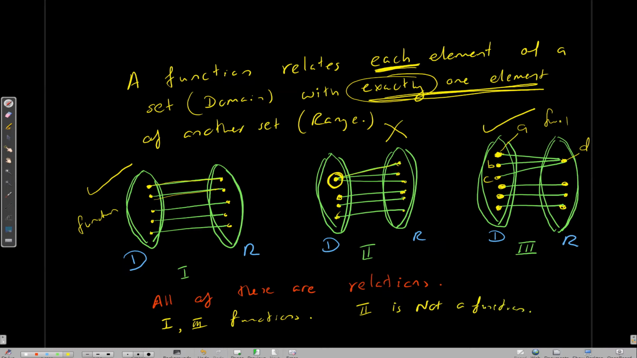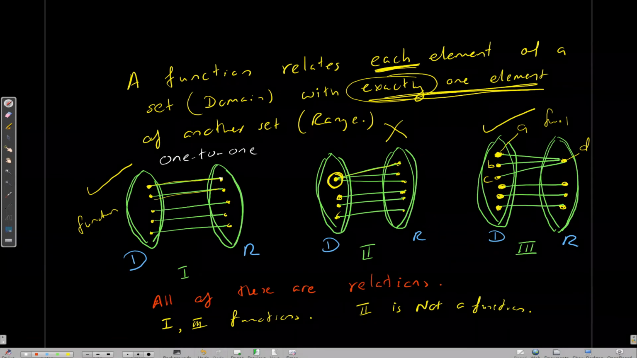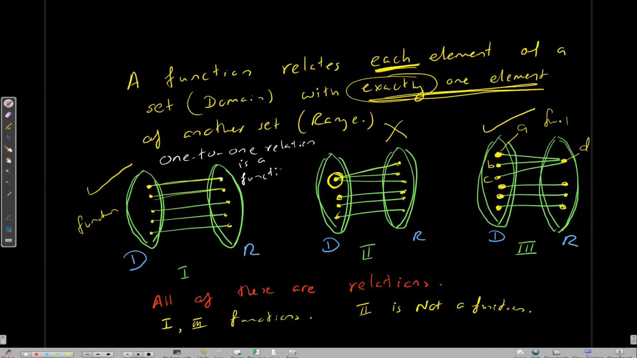Now, in order to remember this, there is another nice definition. The first one is not just a function, this is a one-to-one function. The reason is that one element maps to one element and another element does not come to that element. So we have this one-to-one relation, and a one-to-one relation is a function and it becomes a one-to-one function, and we will be talking about that in a different video. And the third one, many-to-one.